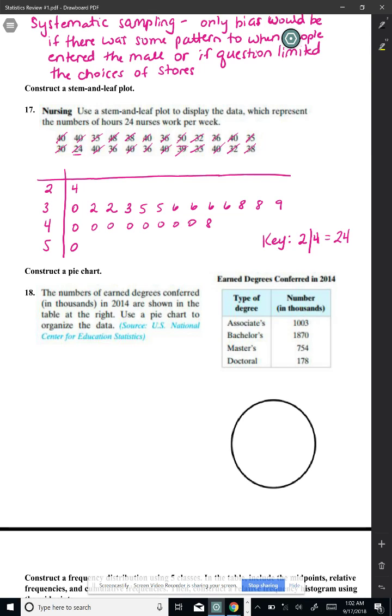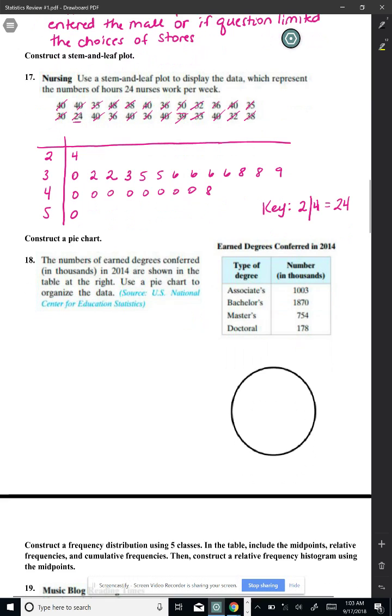You could do some interpretations here. Obviously, it looks like most of the nurses get between 30 and 40 hours, or you could even say between 30 and 48 hours. But that would be an interpretation you could make from looking at the stem and leaf plot.